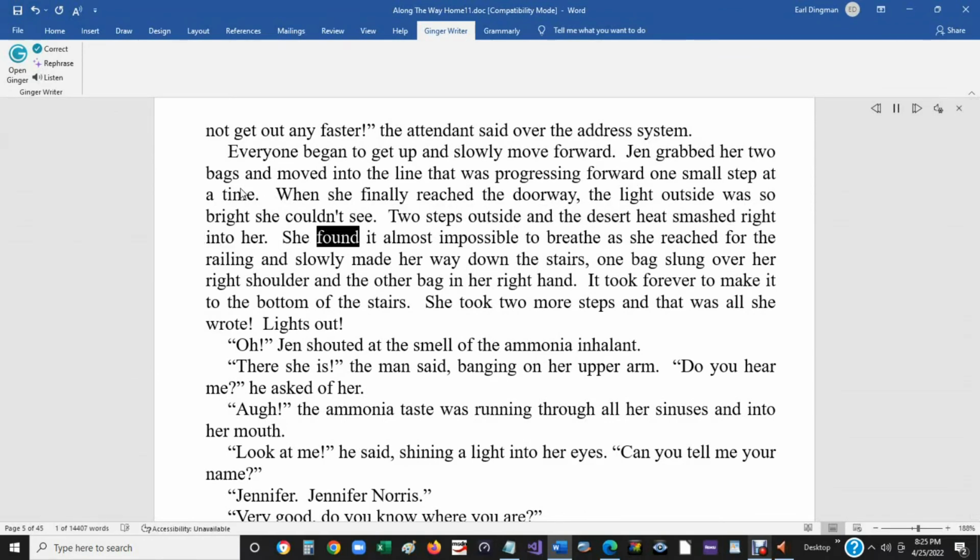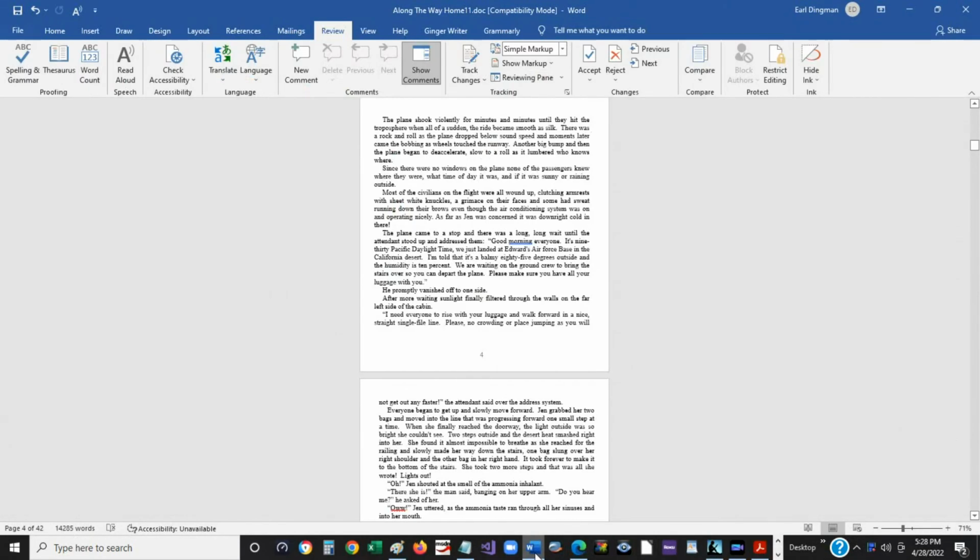She found it almost impossible to breathe as she reached for the railing and slowly made her way down the stairs, one bag slung over her right shoulder and the other bag in her right hand. It took forever to make it to the bottom of the stairs. She took 2 more steps and that was all she wrote. Lights out. This concludes our very brief look at editing and rewriting.